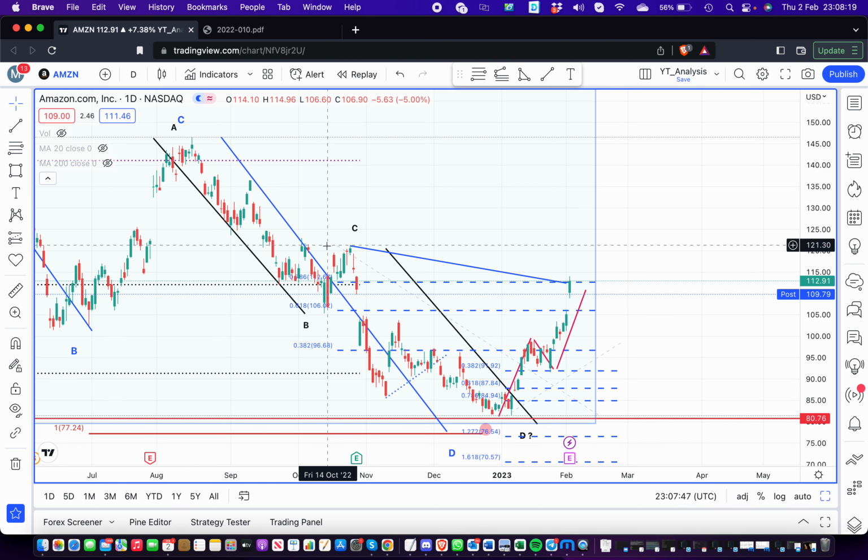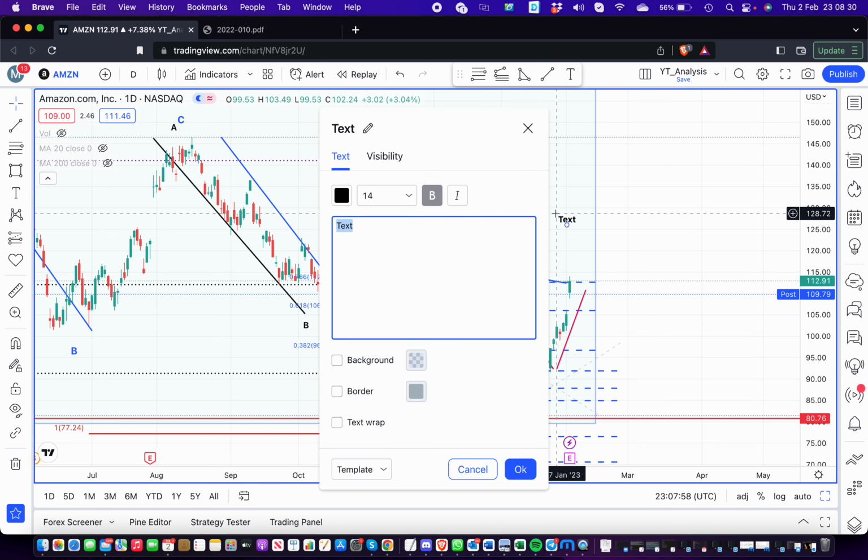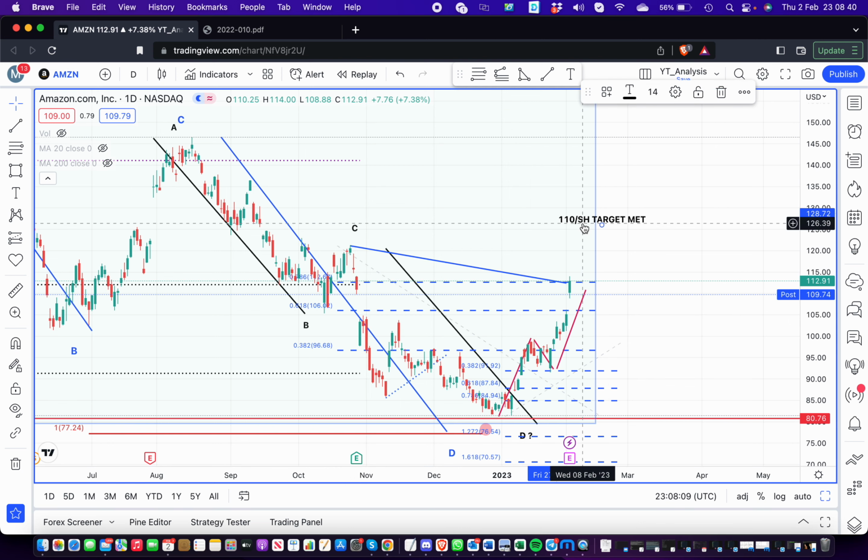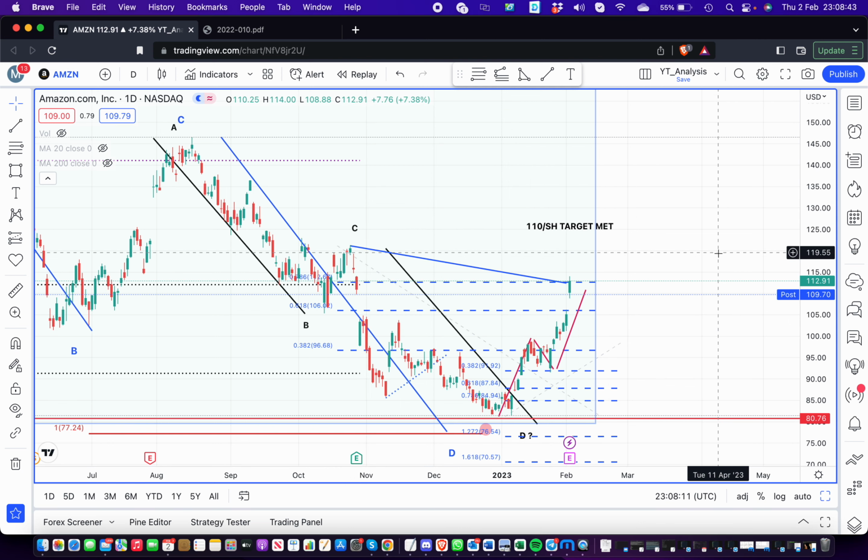either challenges this high of 25th of October 2022. So this is what we are watching. Our target has been met. So just like Apple, I'm going to write $110 per share, target met. And now we are watching how the price action will unfold.